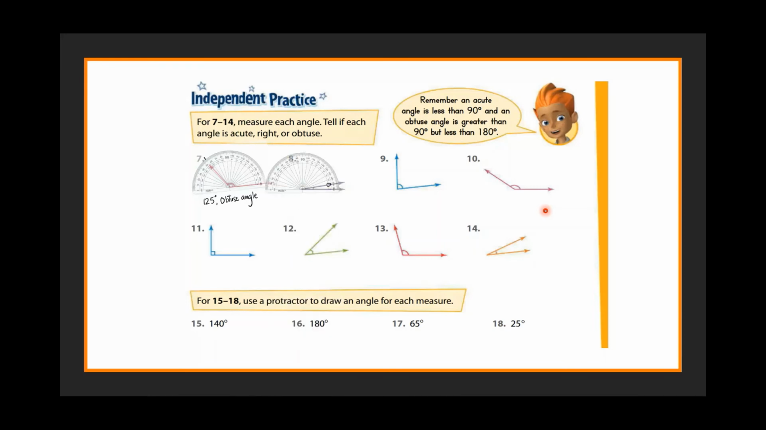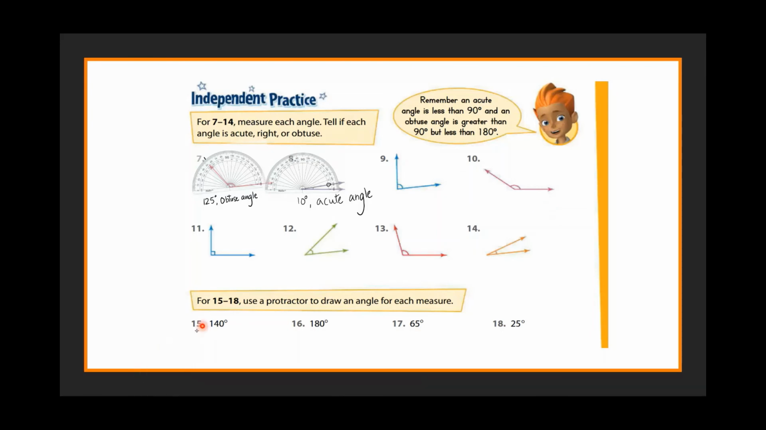Question number 8, again you will place your protractor and then you'll find your measurement. It's 10 degrees. And 10 degrees is an acute angle. Got it, how to do it? Now I want you to do question number 9 till 14 by yourself.